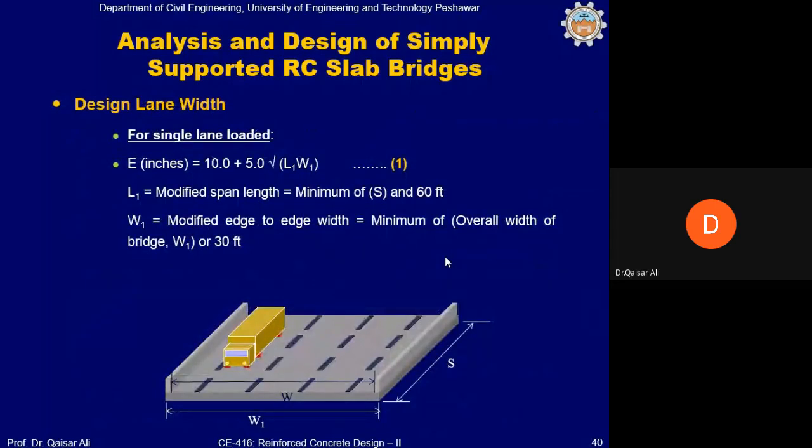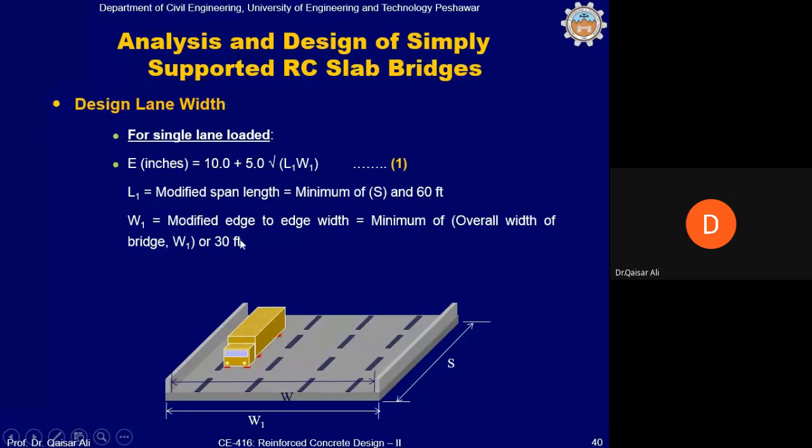There are two types of design lane width. One is for single lane loaded. If a single lane is loaded, then E will be calculated from this equation: 10 plus 5 times square root of L1 W1. This E is in inches. L1 is the modified span length, which is the minimum of S and 60 feet, where S is the span length of the bridge. So for example, if the span length of the bridge is 30 feet, then the minimum of S and 60 feet is 30 feet, so L1 will be taken as 30 feet.